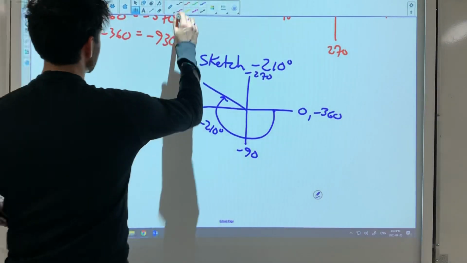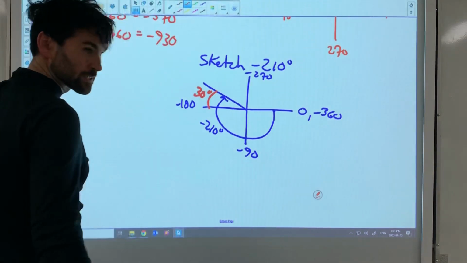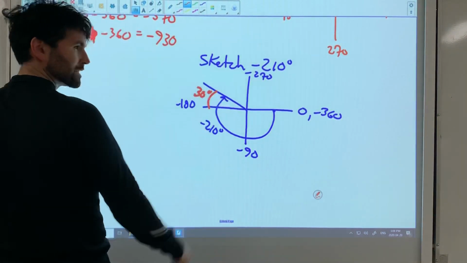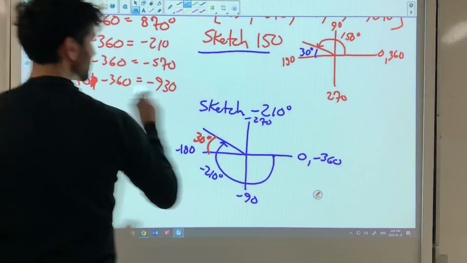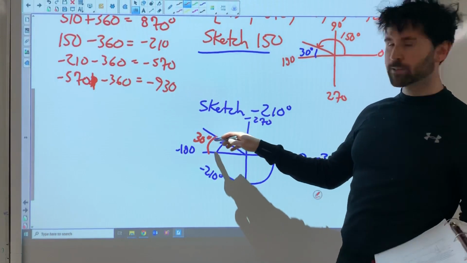I just wanted to point out that you can still find your reference angle here as being 30 degrees. Okay? Because from 180 to 210 has to give us 30. So that reference angle is still the same. You're going to notice that these two sketches are the same. Terminal arm in the same place, still have a 30-degree reference angle.